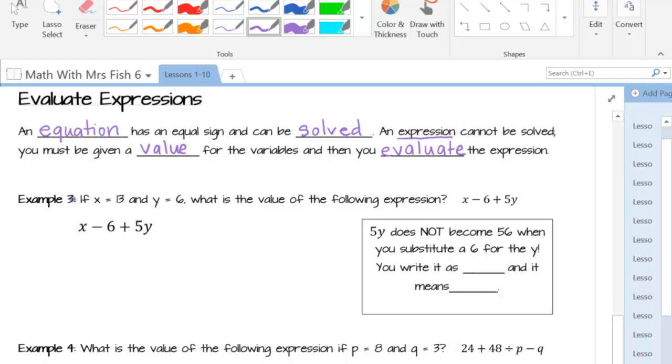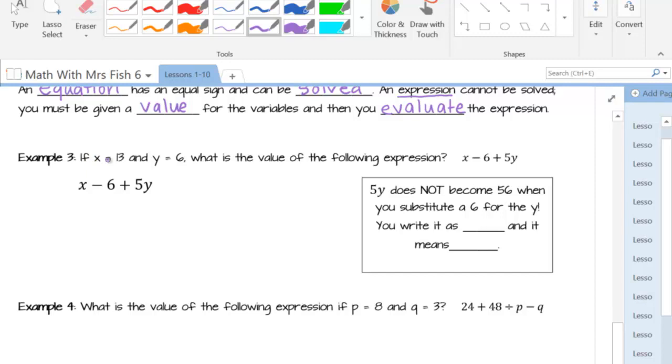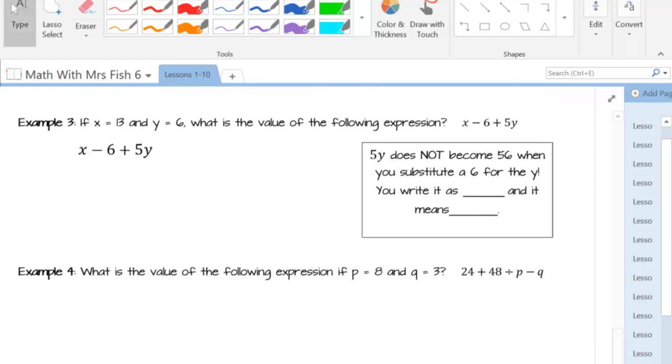Let's take a look at example 3. If x equals 13 and y equals 6, what is the value of the following expression? I want to point out here we got x minus 6 plus 5y. 5y is not going to turn into 56. We're going to take this 6 and put it where the y is. But that doesn't mean this is going to become a 56 when you substitute a 6 for the y. I always use red for wrong. Okay? It's not going to be 56.